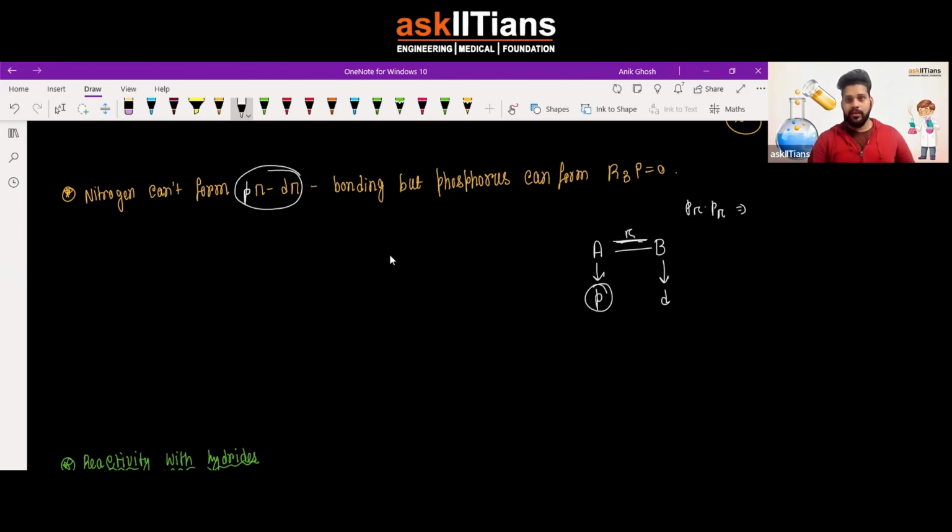Guys, come on, try it. What is an example of p pi bonding? Where the pi bonding has been formed by the p orbital of both the elements. The answer is oxygen. In oxygen, both the O atoms are using the p orbitals to make the double bond of oxygen, correct? Now, let's talk about R3PO for a second.